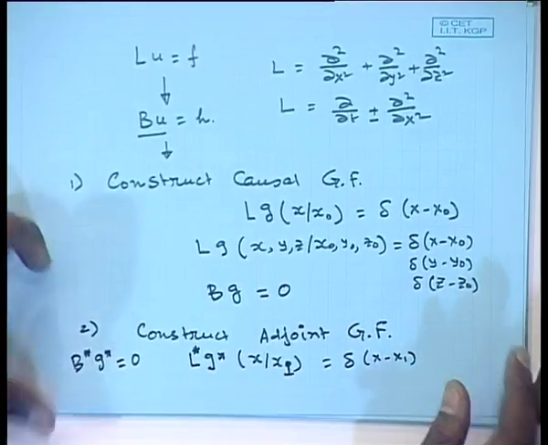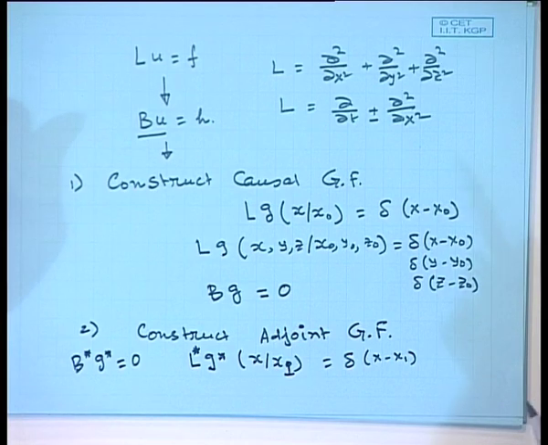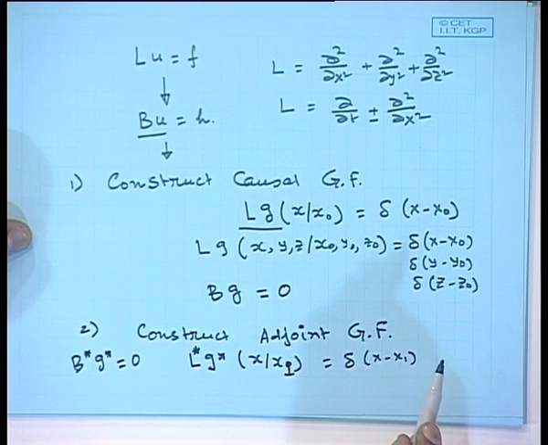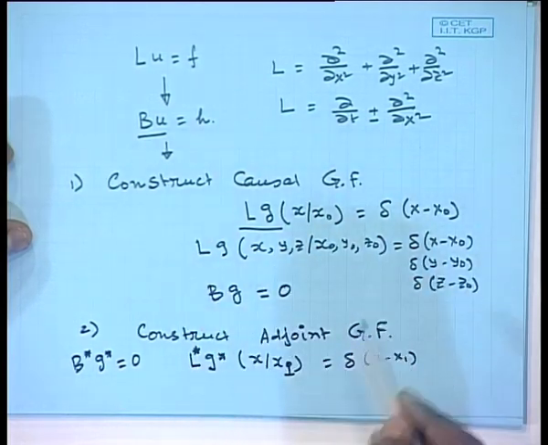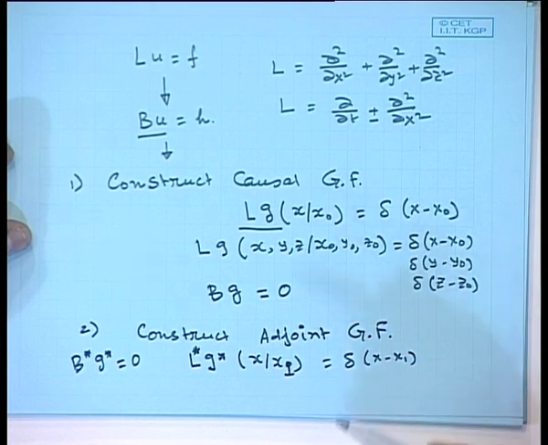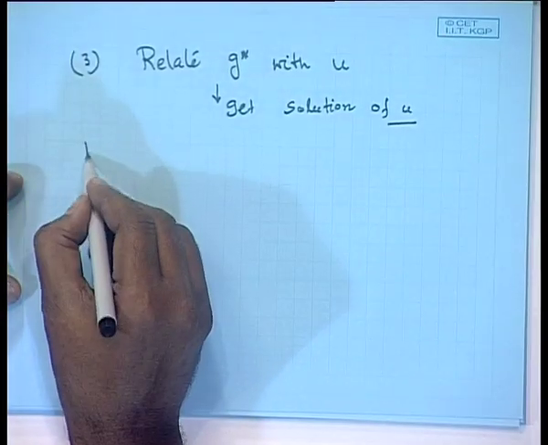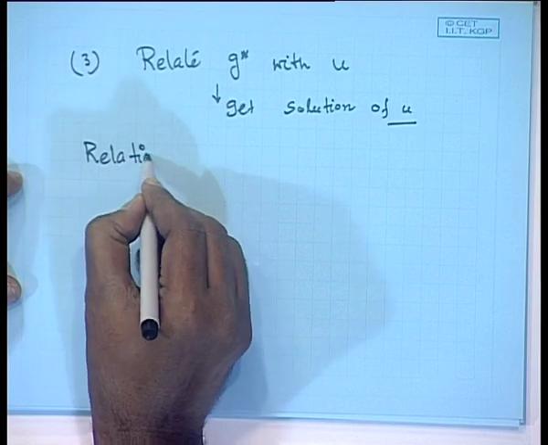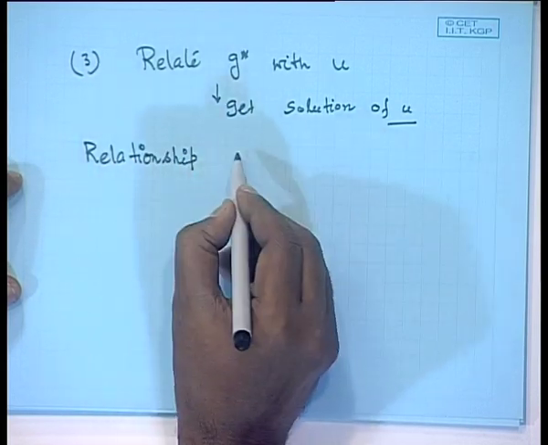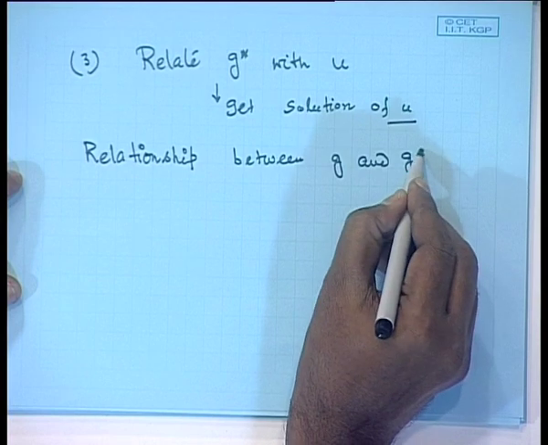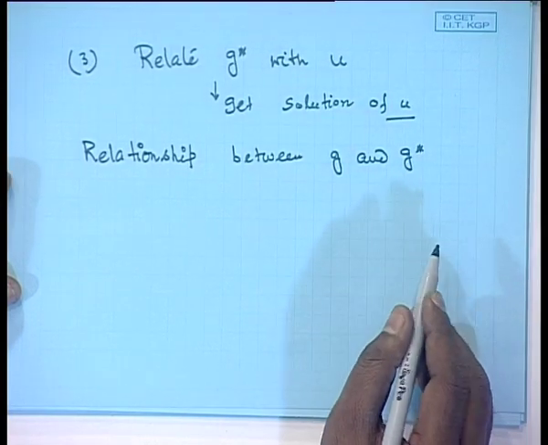Now, in step number 2, given an operator and the boundary condition of the given problem, you can find out the Green's function. Once you find the Green's function, you need not go through a rigorous solution of the adjoint Green's function, because the Green's function and adjoint Green's function are related through a simple relationship. So, we will go through that and find out the relationship between G and G star.